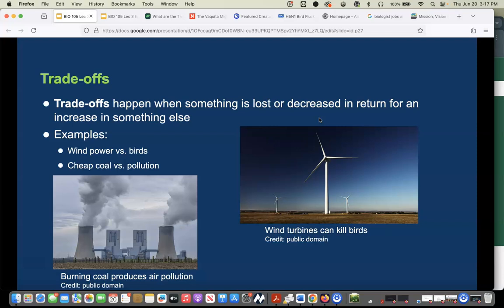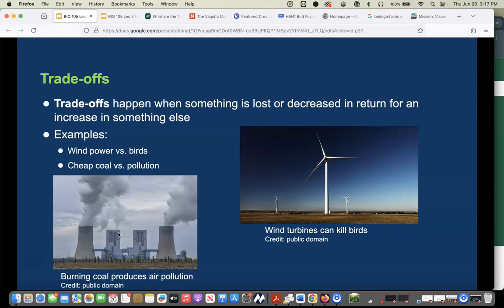So obviously wind turbine power actually kills birds. It kills many birds, and it actually threatens certain migratory songbirds and bats. So again, there's that trade-off, right? Wind power versus birds. However, the alternative is to use things like cheap coal for power production.